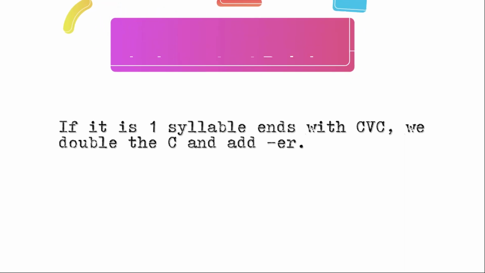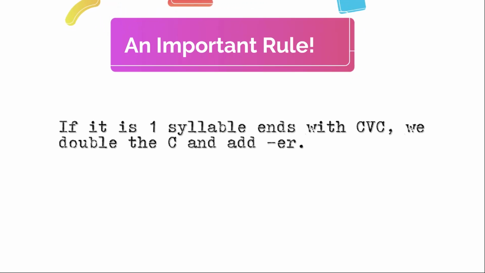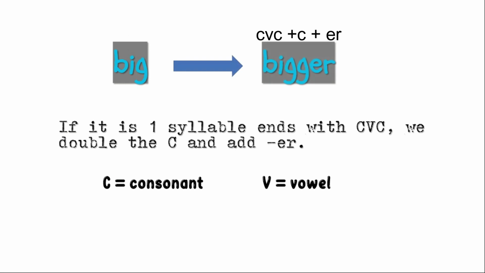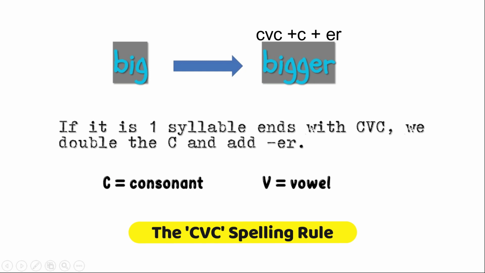An extra rule that we have to remember is if the adjective is 1 syllable and it ends with consonant, vowel, consonant, we double the last consonant and add ER. This is like big. So we have CVC. B is a C consonant, I, which is a vowel V, and G, which is the consonant. We double the last consonant, which is the G. So it looks like this, bigger. And we call this the CVC rule. Excellent. Let's move on.